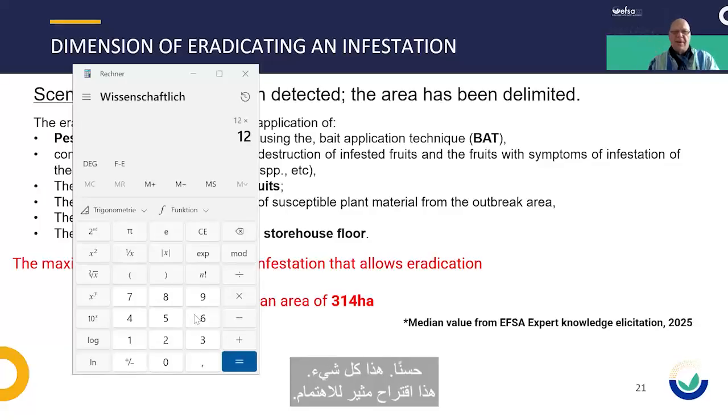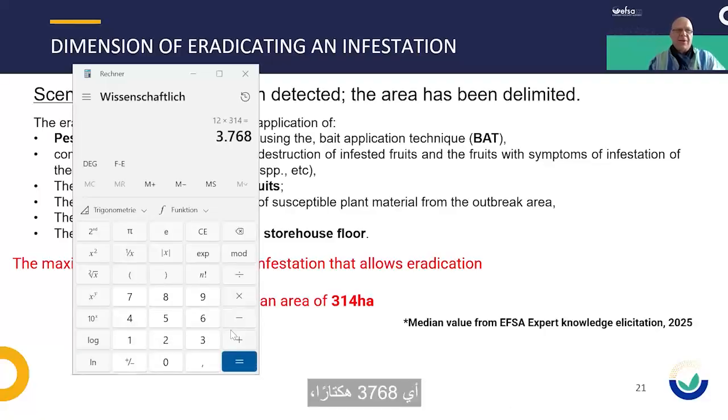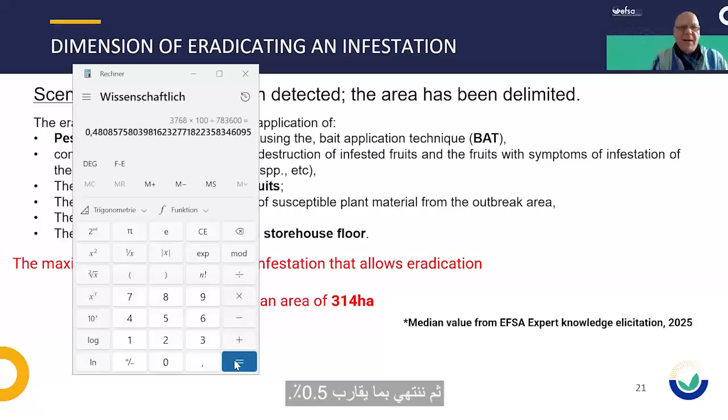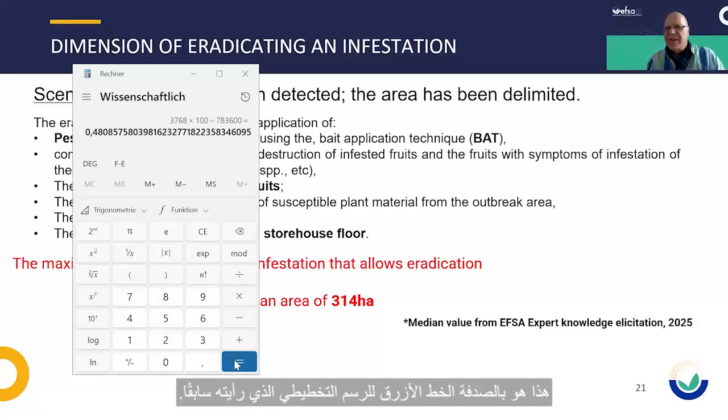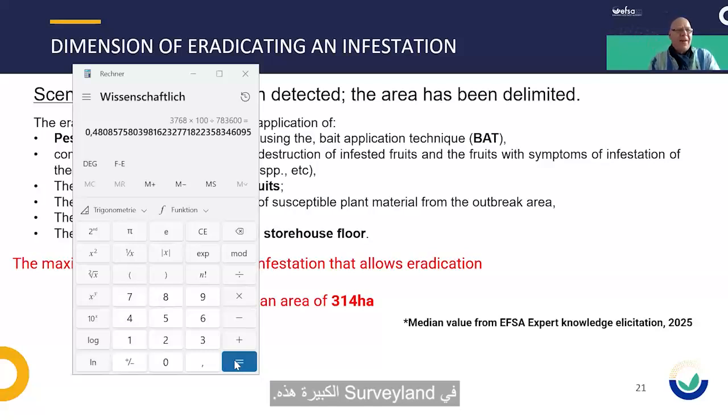That's an interesting proposal. Then these 12 can do their 314 hectare, which makes 3,768 hectare. And we divide this now, make it as a percentage of our total area. Then we end up with nearly 0.5%. That's by chance the blue line of the diagram I saw before. Okay, so we have a value which is adequate for a practical capacity of 12 teams in such a big Surveyland.